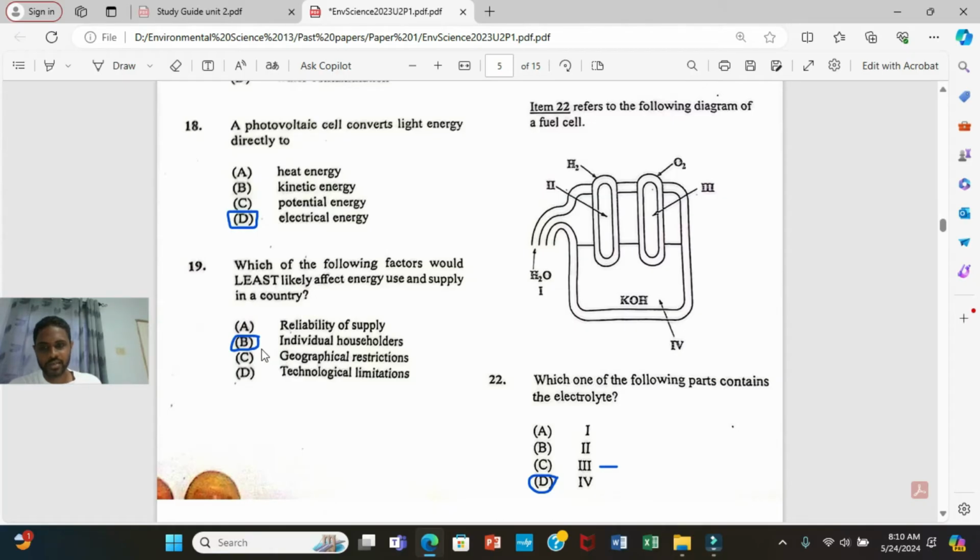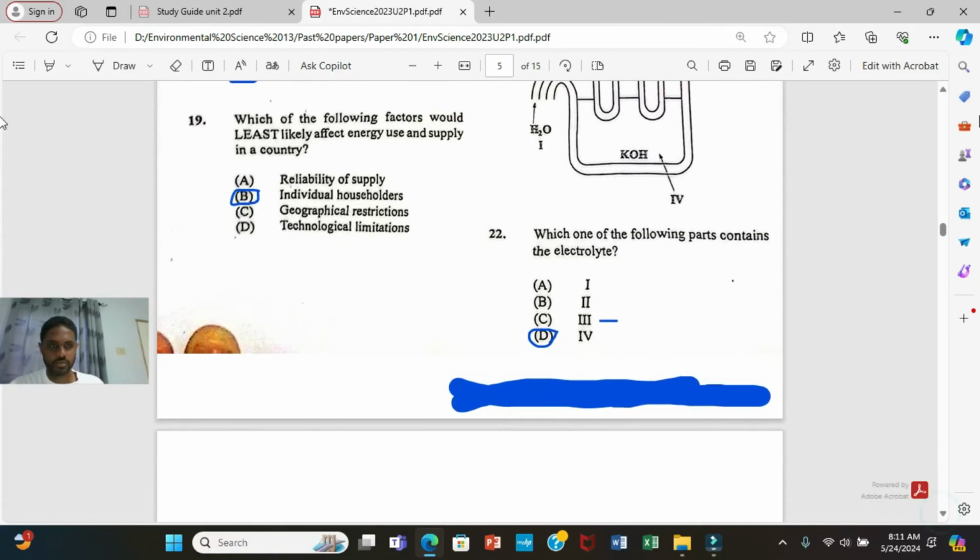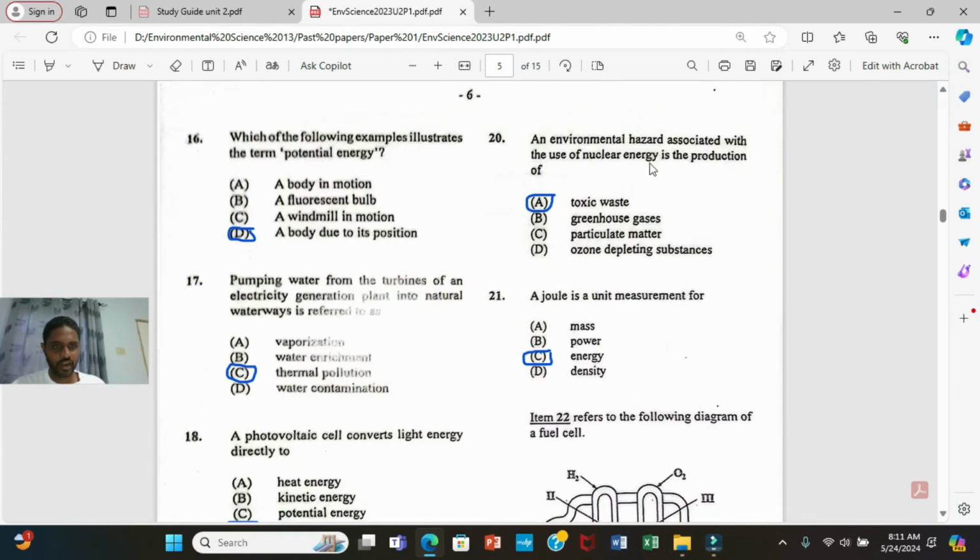Of course, guys, individual or solar. Number 20, an environmental hazard associated with the use of nuclear energy is the production of toxic waste, guys. That toxic waste, that material that is very toxic, is the plutonium. And what happens with the waste of nuclear energy is that it lasts very long in the environment, for many years.